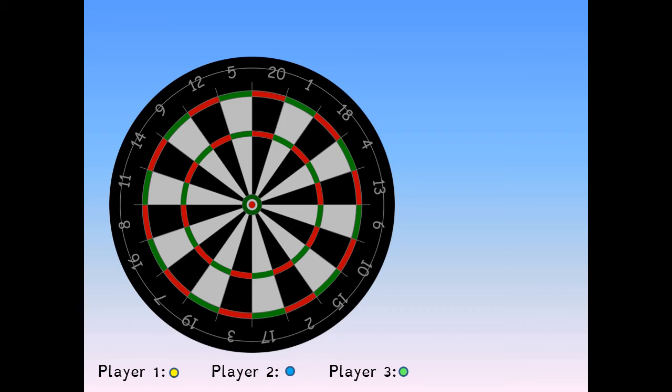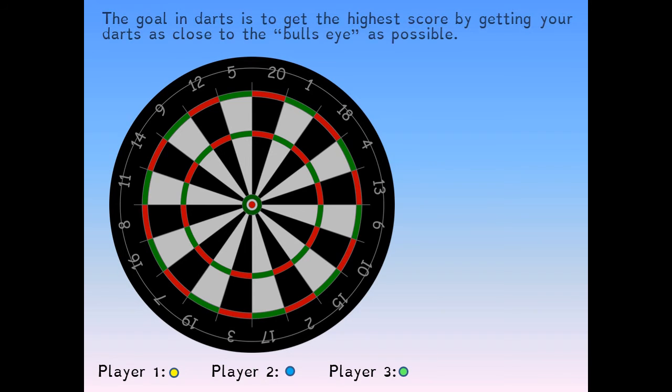Here's another example, only this time we're going to use a dartboard. Now, the goal in darts is to get the highest score possible by getting your darts as close to the bullseye as possible. The bullseye is the center part of the dartboard. So we have 3 players here. Player 1 is yellow, player 2 is blue, and player 3 is green. Let's see who is the most accurate.